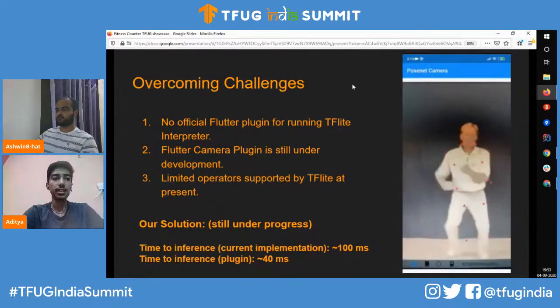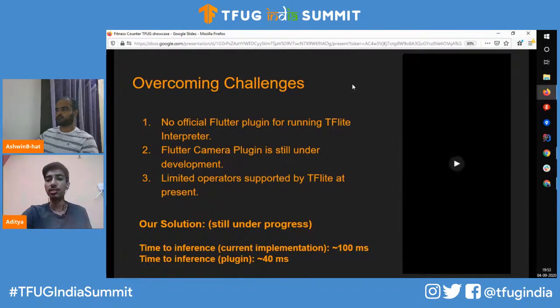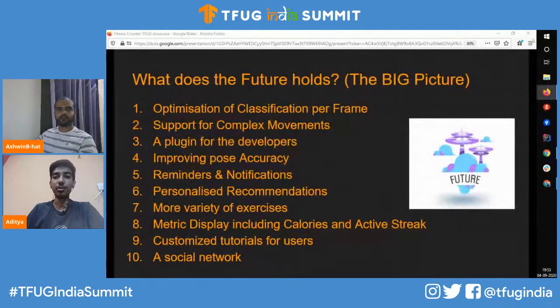So as you can see, it's more smooth. It's running faster than the previous demo. So previously, the time to inference was around 100 milliseconds. That is approx 10 FPS. But we were able to run this PoseNet model on GPU and bump up the time to inference to around 40 milliseconds. That is approx 25 FPS. So now that's a huge improvement thanks to the GPU support in TF Lite. Let's move on to the next slide.